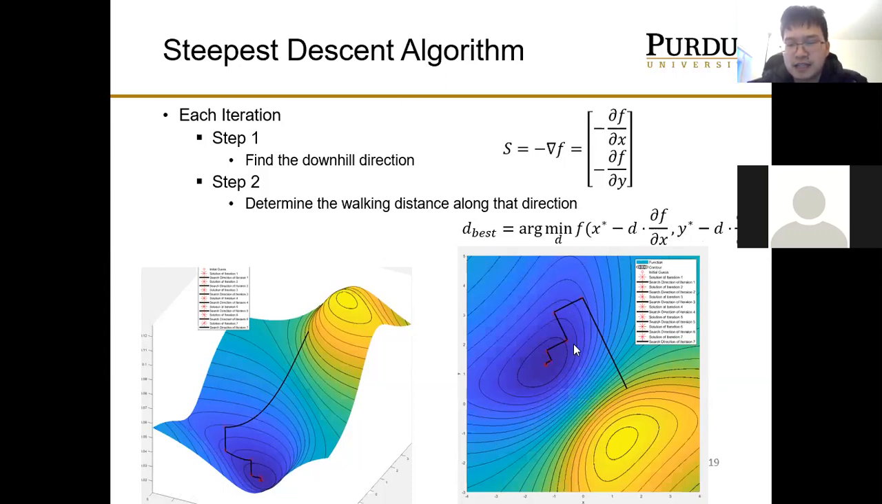If you look carefully, each search direction is perpendicular to the previous one, right? There is some reason for this. You can think about why. We will cover this in the next lecture.